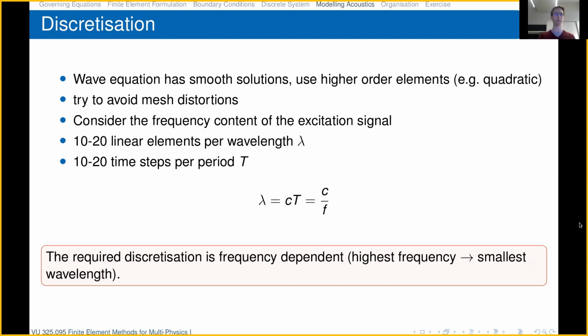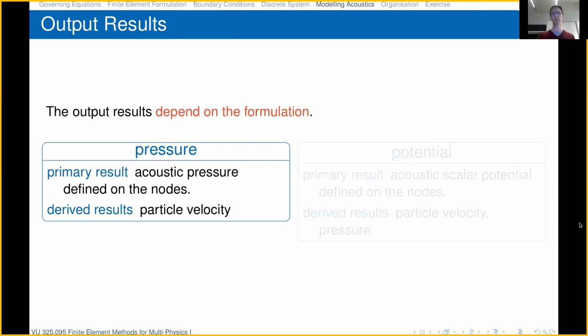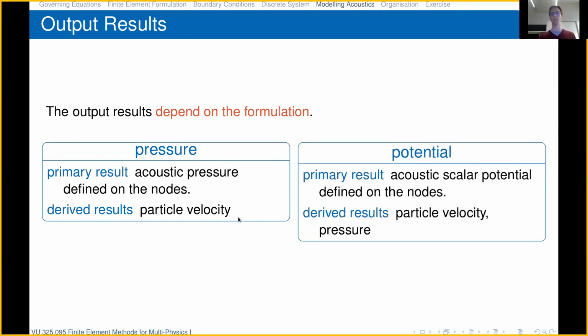What output results do you get in acoustic simulations? They depend on the formulation. Be careful. If we have the pressure formulation, we have a primary result of the acoustic pressure, which is defined on the nodes, and the derived result will be the particle velocity. And in the case of the potential formulation, our primary result is the acoustic scalar potential defined on the nodes, and the derived result will be the acoustic particle velocity or the pressure. Both are obtained from applying differential operators on the acoustic potential.